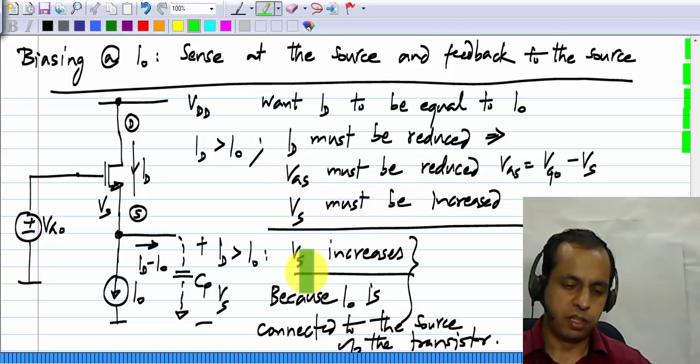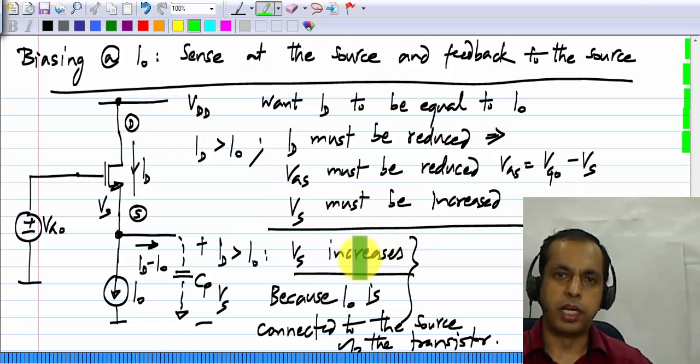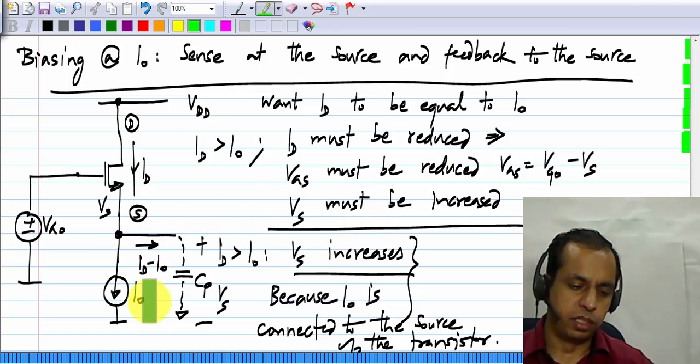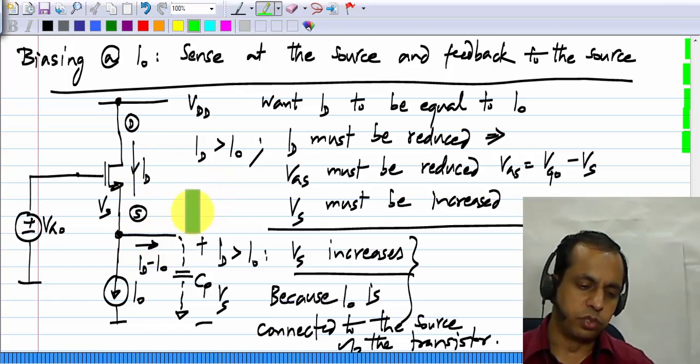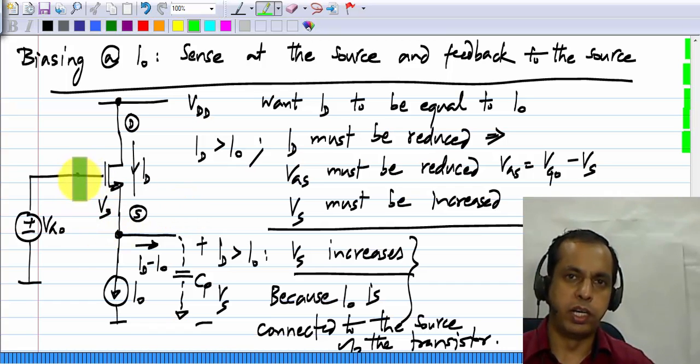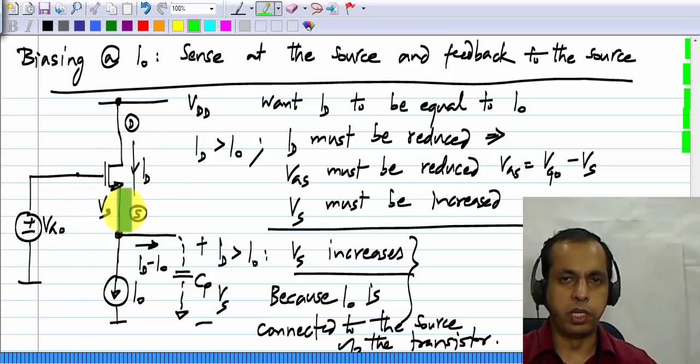Now you see that actually what we wanted for Vs, when ID is more than I0, we wanted Vs to increase, and that's already happening. Okay, so we don't even have to do anything. If we simply connect it up like that, if ID is more than I0, then this voltage will go on increasing. Okay, as it goes on increasing, VGS will go on decreasing and ID will go on decreasing.